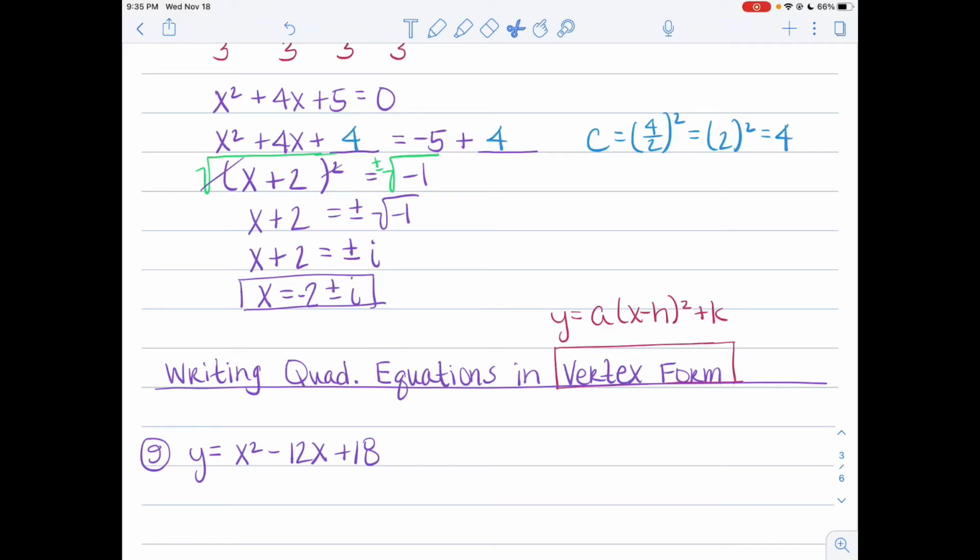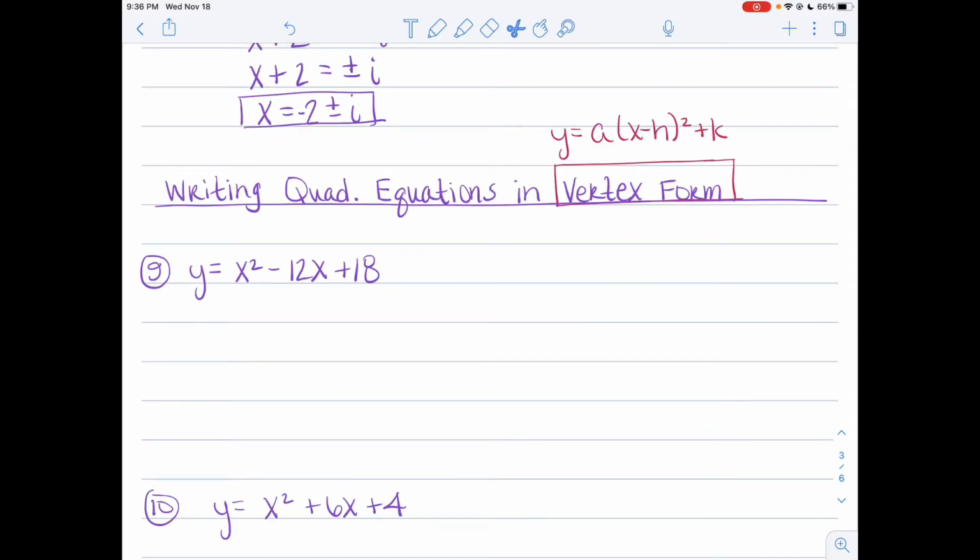We can also use completing the square to change from standard form of a quadratic equation into vertex form of a quadratic equation. So if you recall from chapter 3, vertex form is y equals a times (x minus h) squared plus k. And remember that (h, k) is the vertex. There is a negative sign in that equation. So we can use completing the square to convert standard form into vertex form.